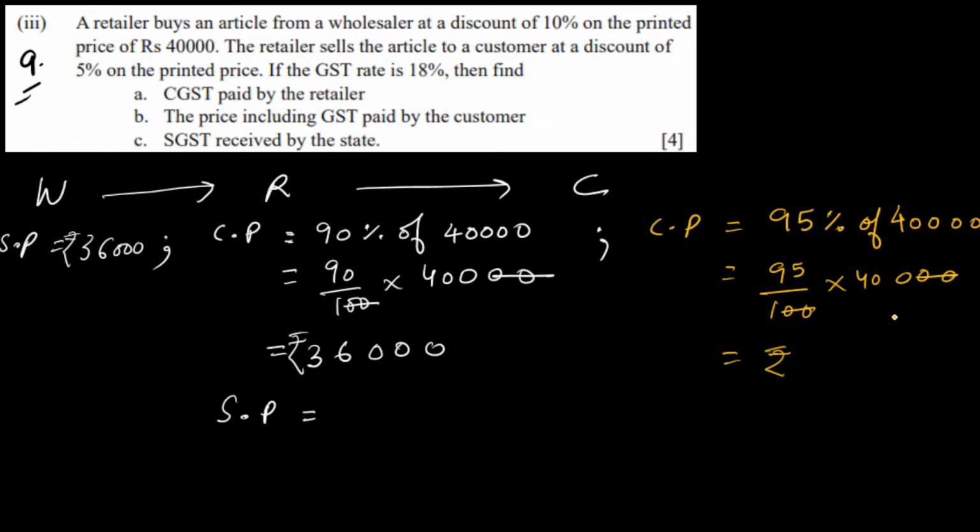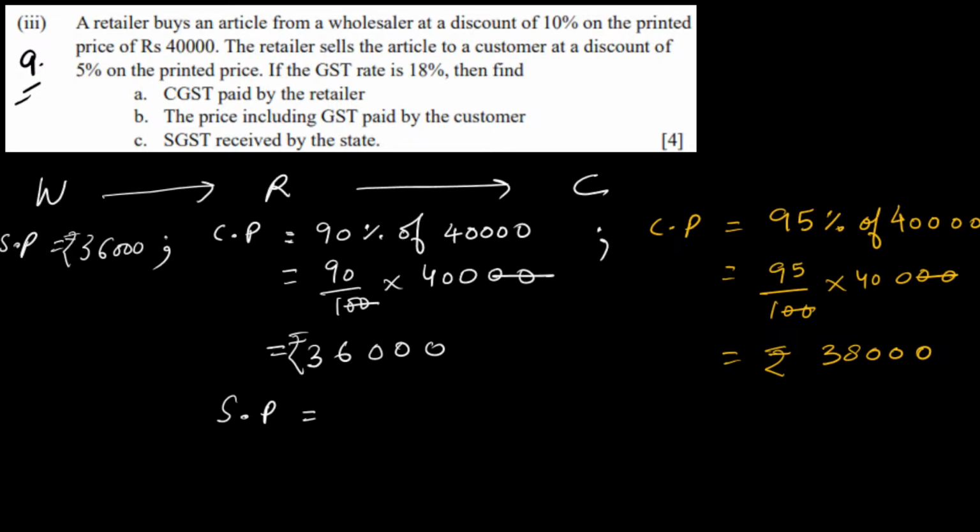Multiply this one and tell me what we'll get. 95 into 400. I'm getting three different answers. 95 into 400 is 38,000. Okay, so I got 38,000.